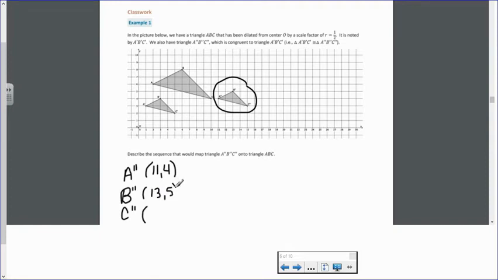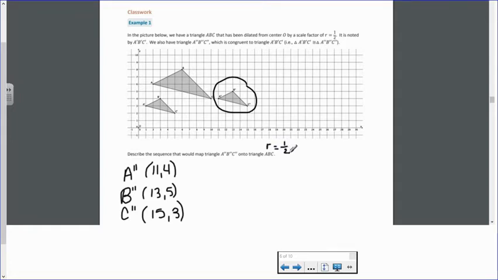I'm starting at 0, 0 every time. I'm just going over and up until I get to that point. And then for C, I'd have to go over 15, up 3. So you need to have this written on your paper as well. Don't just sit there and watch. Write things down, okay?